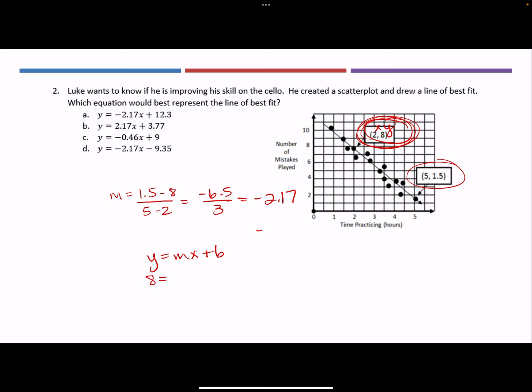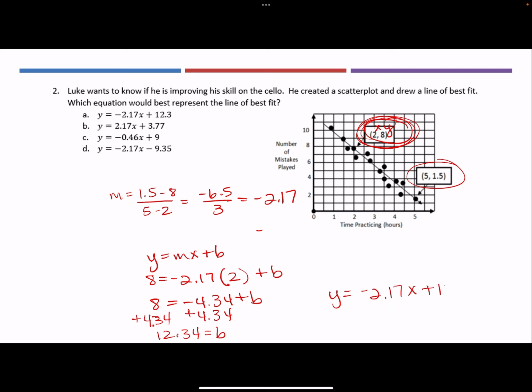So y is equal to 8, m is equal to negative 2.17, x from the point is 2 plus b. And hopefully you're noticing we're literally doing the same thing over and over. This was the same process with parallel and perpendicular lines. And every time we wrote equations, it's the same thing. So now to solve for b, we take negative 2.17, we multiply by 2, and we get negative 4.34. Add 4.34 to both sides, and you get 12.34 equals b. So your equation should be y is equal to negative 2.17x plus 12.34. When I look at my answer choices, A is the closest to that, right? So that would be my answer.